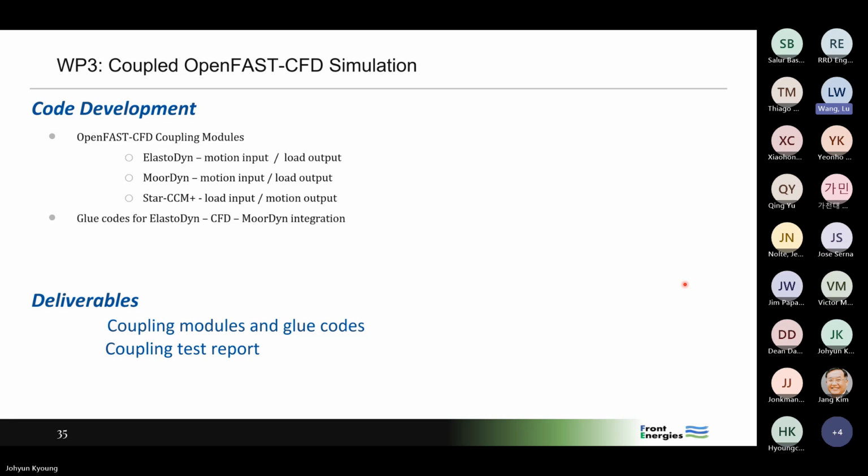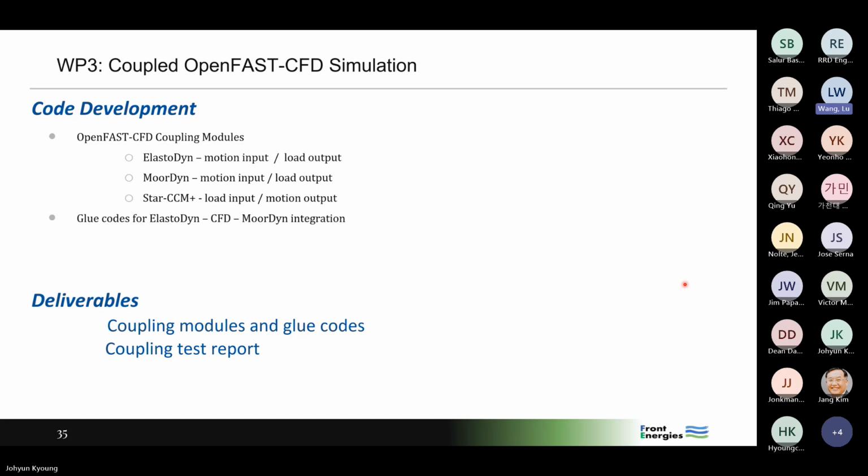ElastoDyn is the main dynamics solver of OpenFAST, responsible for solving the rigid body motion of the floating platform, the bending of the tower and blades, and also the dynamics of the drivetrain, the dynamics of the yaw drive, etc. And MoorDyn is the dynamic lumped mass mooring solver of OpenFAST. These two modules will be independently coupled to StarCCM+. The current plan is to use StarCCM+ to solve the hydrodynamic loads on the floating support, as well as the rigid body motion of the platform.